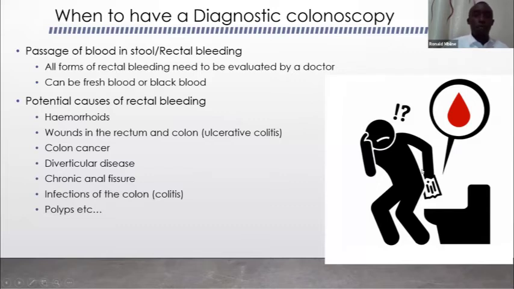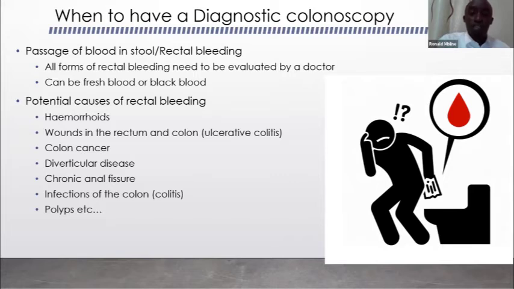Yeah, so we've been looking at diagnostic endoscopy. So now we are looking at when to have a diagnostic colonoscopy. Of course, most of the times, like I told you, you will have sought care from a physician who will recommend that you have this test. But there are symptoms which, if you develop, you definitely have to seek care. Bleeding is the commonest, and this takes on quite a number of forms.